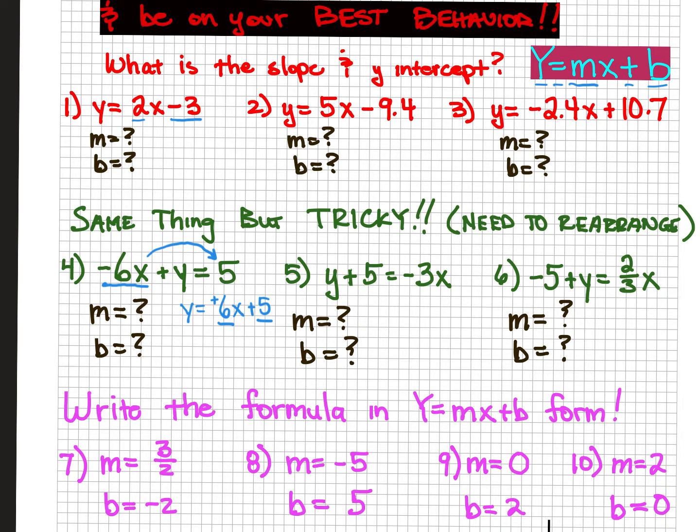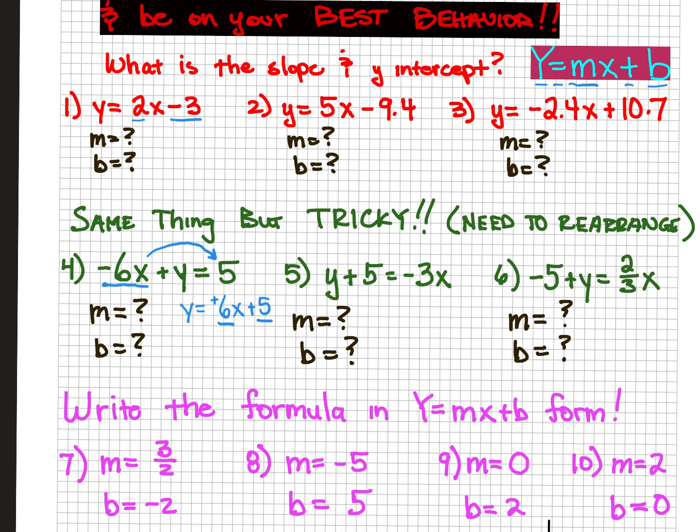Number 5 and 6 are both not in y equals mx plus b form. All you have to do for 5 and 6 is move one of the terms over to the other side so that you have y by itself. Once you do that, write that new equation in y equals mx plus b form, and then just tell me what is m and what is b.